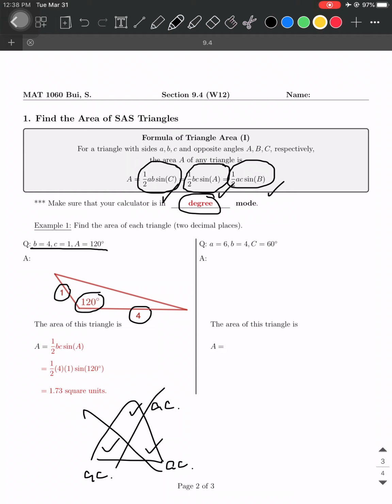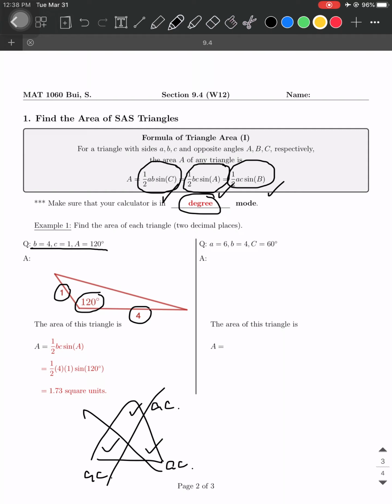So don't give me a triangle like this. Make sure your triangle is acceptable, because in the tests and the quizzes, I'm going to ask you to draw a triangle before you get to do your problem, like before you get to do the algebra. So make sure your triangle looks reasonable, okay?